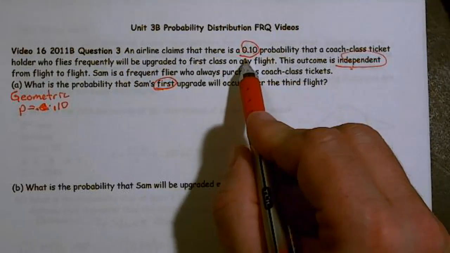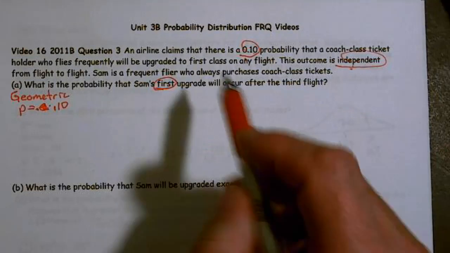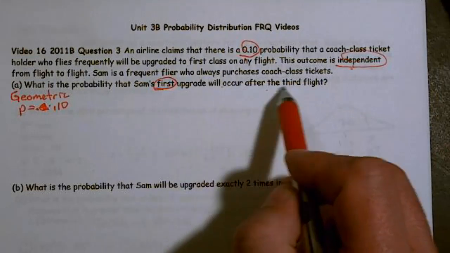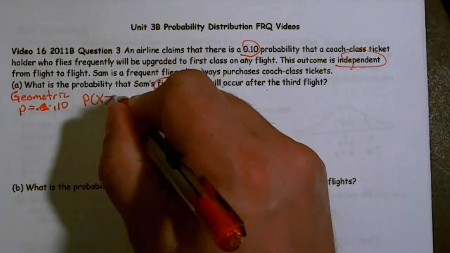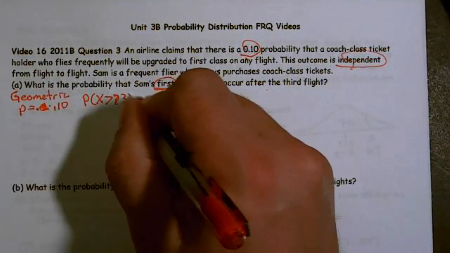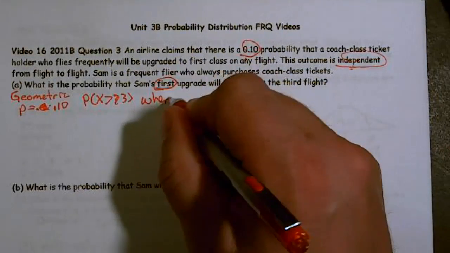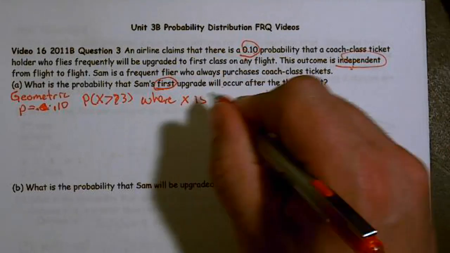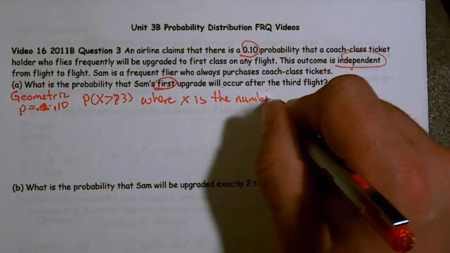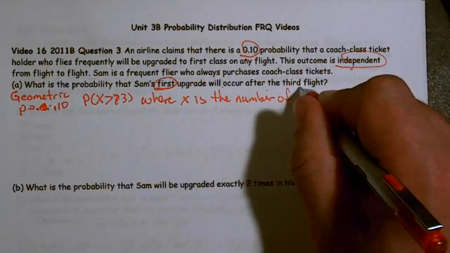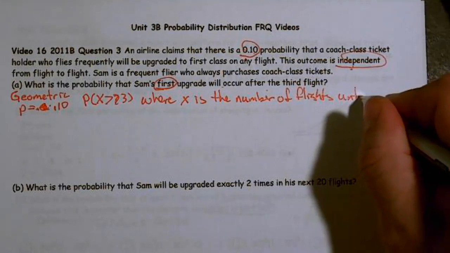And so we now have our test named. We want to know whether the first upgrade will occur after the third flight. So that's the probability that X is greater than 3, where X is the number of flights until the first upgrade.